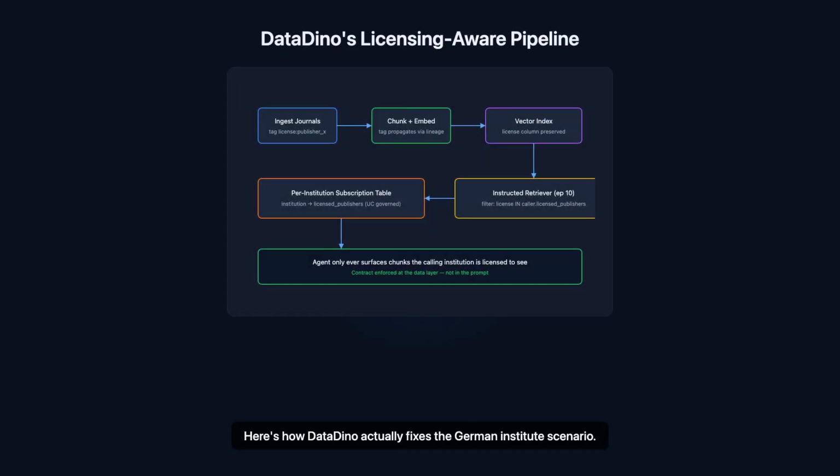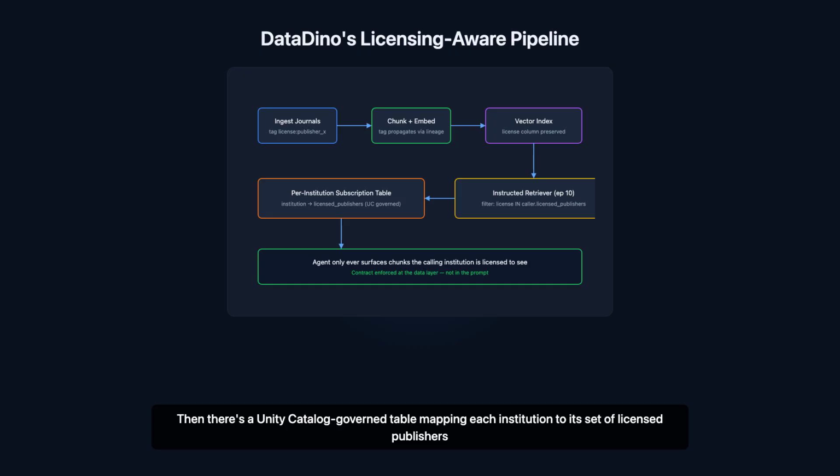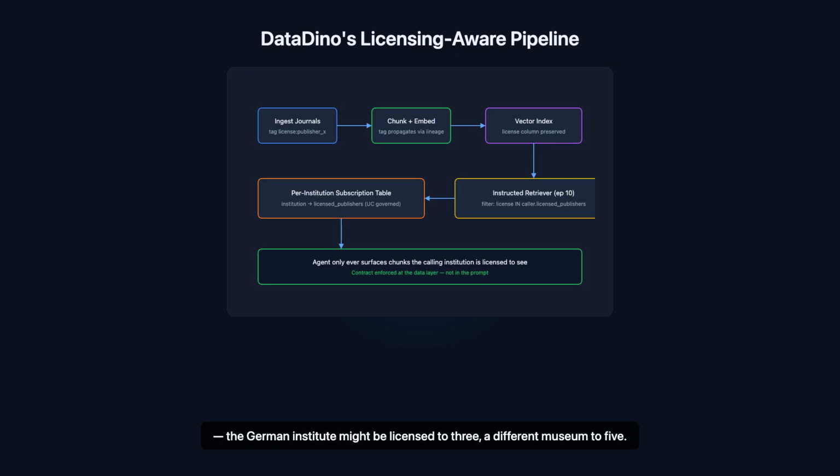Here's how DataDino actually fixes the German Institute scenario. At ingest, every journal chunk is tagged with a license attribute, license:publisher X, for example. As the data flows through chunking and embedding, Unity Catalog's column-level lineage carries that tag forward into the vector index, so the license column lives right alongside the embedding. Then there's a Unity Catalog governed table mapping each institution to its set of licensed publishers. The German Institute might be licensed to 3, a different museum to 5.